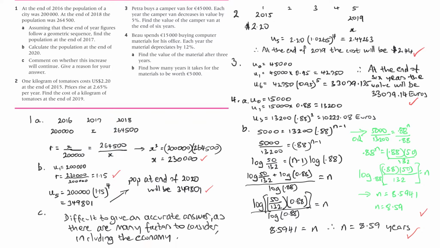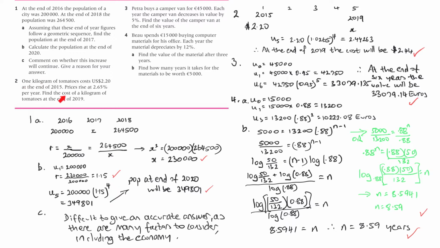Number 2, 1 kilogram of tomatoes cost $2.20 at the end of 2015, right. Prices rise at 2.65% per year. That means this number's going to go up, right? It's $2.20 at the end of 2015. So at the end of 2016, it's going to be a larger number than that, right? As they rise. Find the cost of a kilogram of tomatoes at the end of 2019.